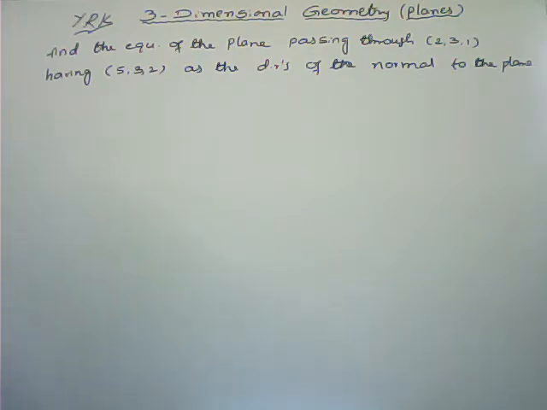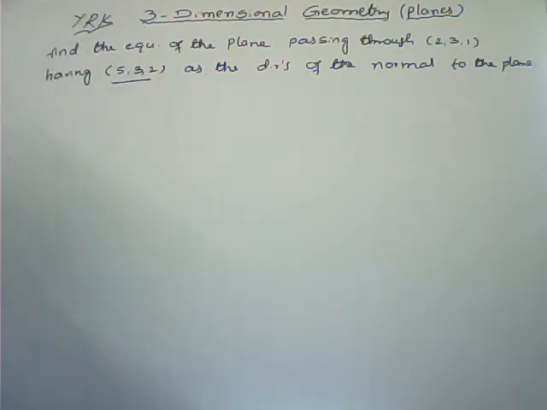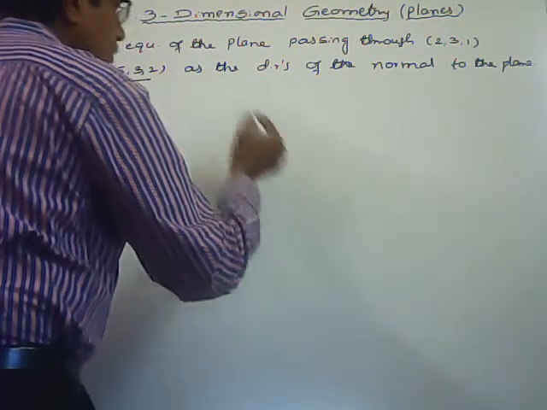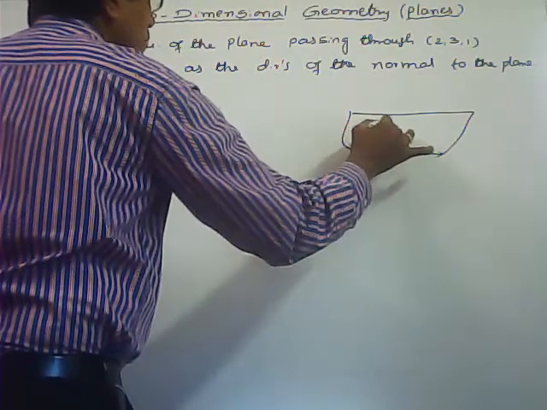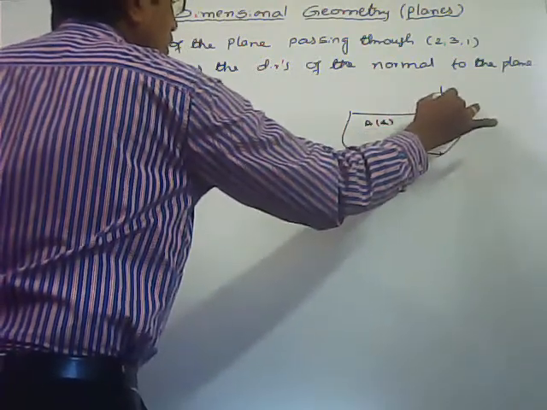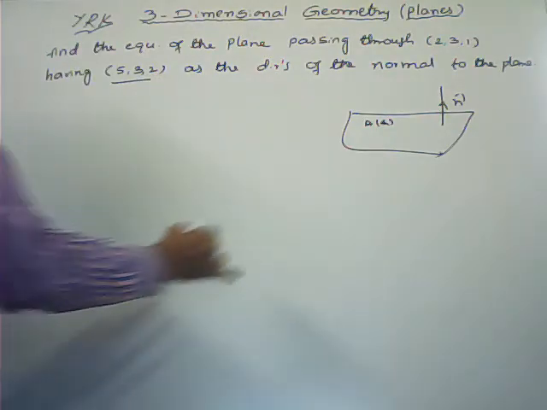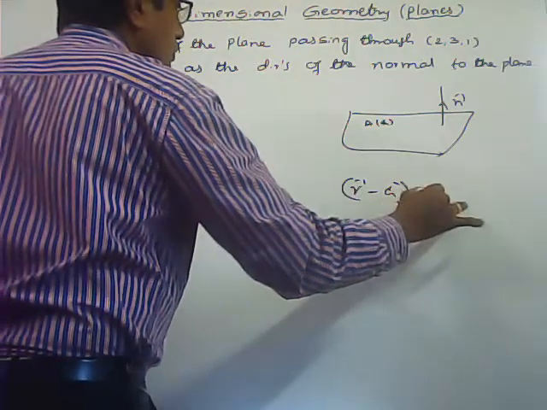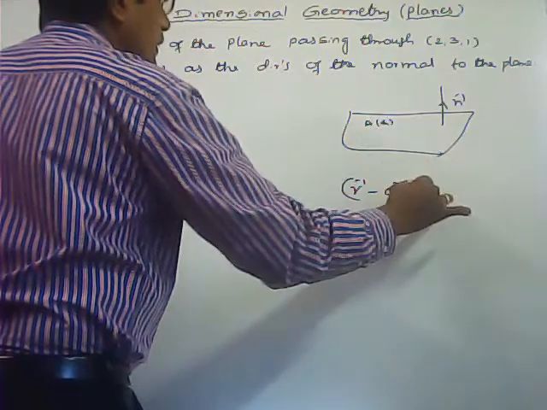Find the equation of the plane passing through the point 2, 3, 1, having 5, 3, 2 as the DRs of the normal to the plane. So here, previously we discussed the equation of the plane passing through the point A whose position vector is A bar, and normal DRs are given. N bar is the normal vector. Then what we got here? R bar minus A bar dot N bar equals 0.